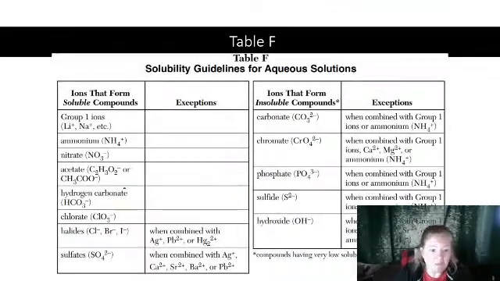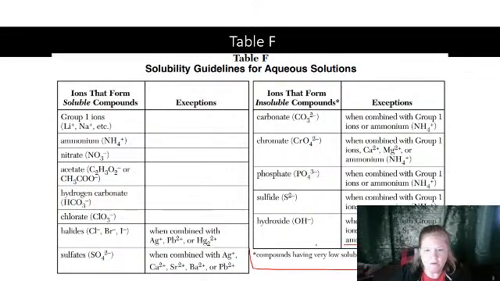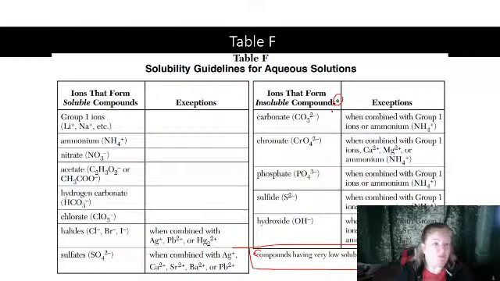Okay, on to table F. All right, so table F talks about solubility. It does have this important note here, which says compounds having very low solubility in H2O with this symbol, which is up here. So insoluble means really low solubility.